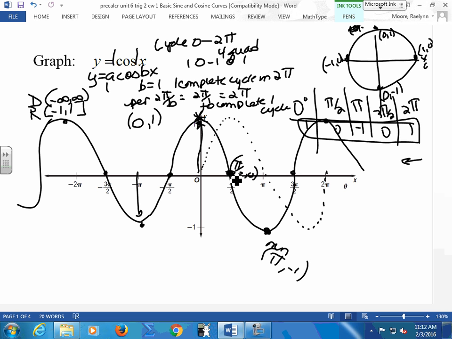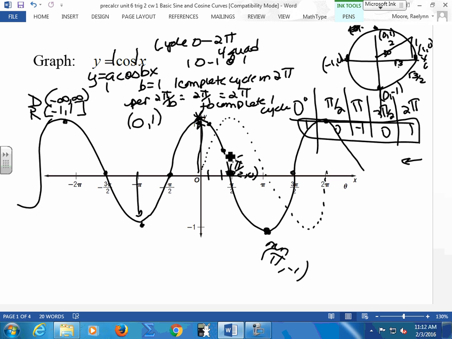Now, cosine of 30. Here's my 30-degree angle. Cosine is 1, radical 3, 2. Cosine will be radical 3 over 2, which is about 0.866, right? So cosine of 30 would be here. There's my 0.866. Okay. Cosine of 60, 0.5. There's my 0.5. See it?